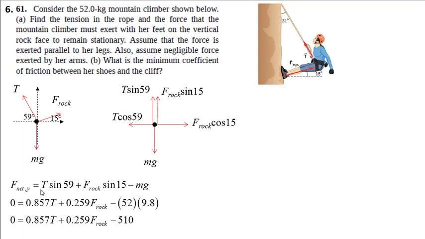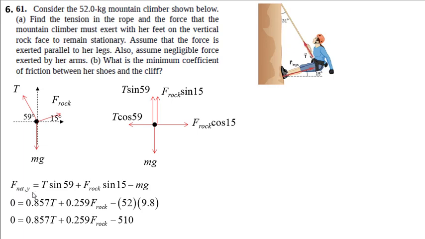So in the positive y direction, I have T sine of 59. Also in the positive direction, I have the force of the rock times sine of 15. And in the negative y direction, I have mg. Here I've just calculated what sine of 59 is, what sine of 15 is, and I've plugged in the girl's mass and g, and then here I've just done that little bit of math. So right now at this point I have one single equation with two unknown variables, so I cannot solve this yet.